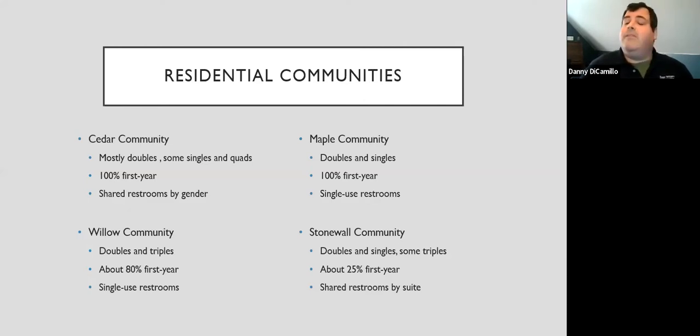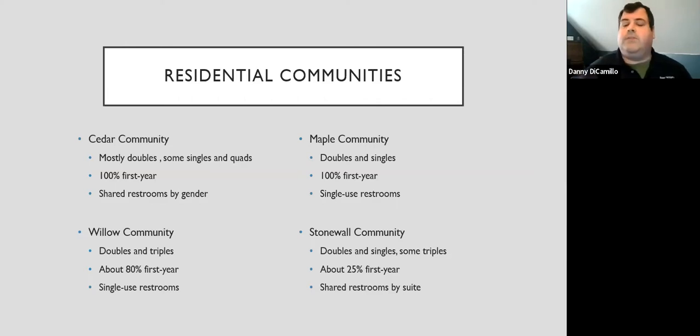About 80% of the building is first years. We do have sophomores in there. Kevin and Ben have both been in that building as well. And single-use restrooms just like in Maple. Stonewall is suite style, doubles and singles with some triples. Only about 25% of the building are first-year students.